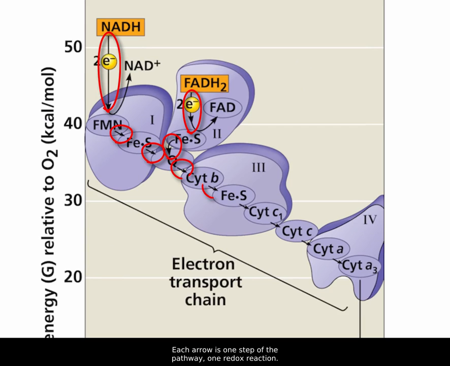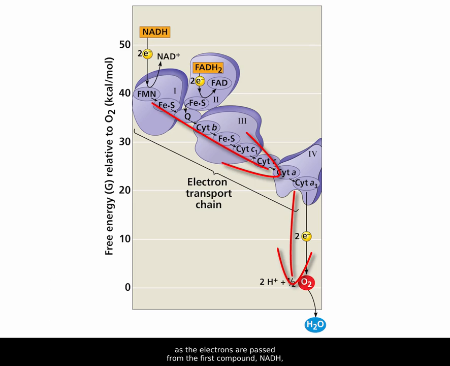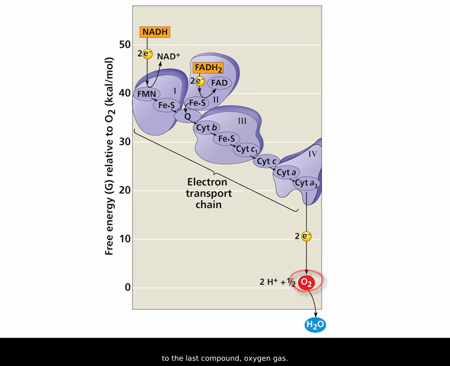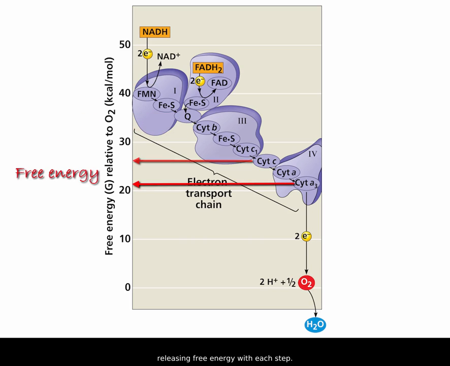Each arrow is one step of the pathway, one redox reaction. Overall, you can see that the arrows are heading downward on the graph as the electrons are passed from the first compound, NADH, to the last compound, oxygen gas. The electrons are becoming lower in energy as they move from compound to compound, releasing free energy with each step.